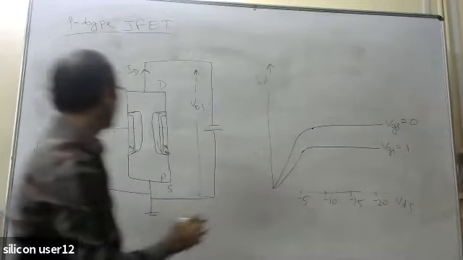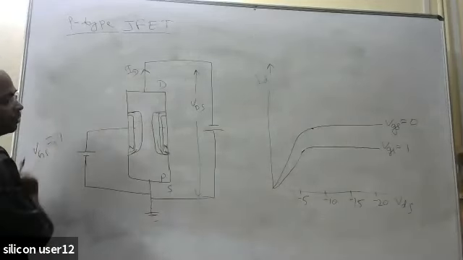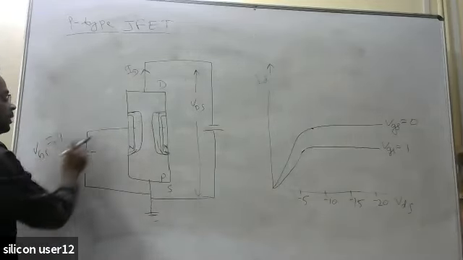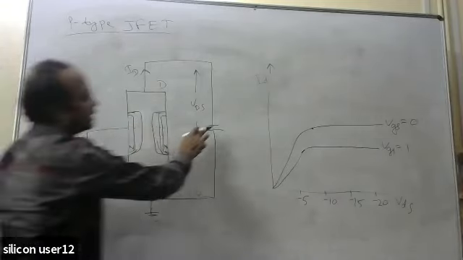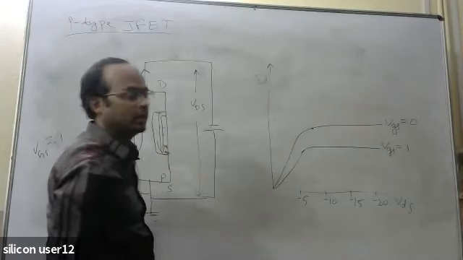Next, similarly, if I again increase VGS to, let's say, plus 3 volt, plus 3 volt means it is already more thick. Okay, so if it has already been thicker, then with a lesser VDS value also it will be saturated.